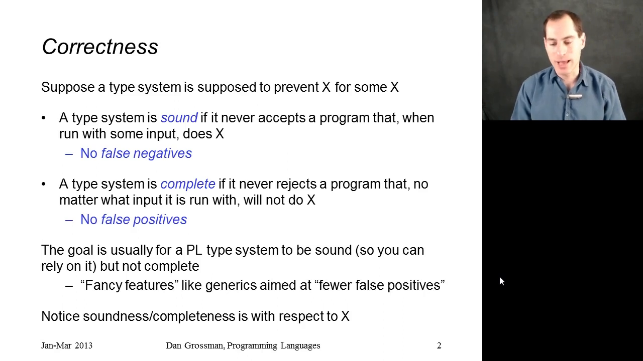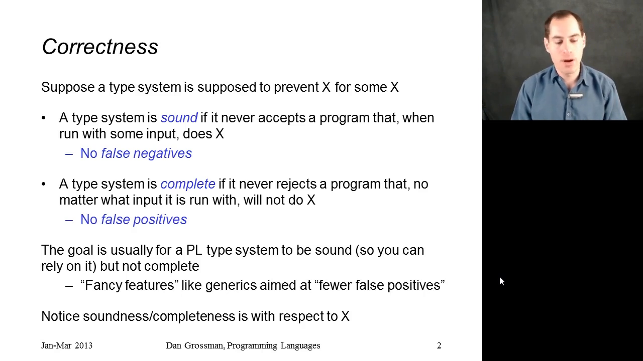So given that x, we say that a type system is sound if it never accepts a program that when run with some input would do x. It is sound if it actually prevents the thing it was supposed to prevent. A related term, a synonymous term for this, is that there are no false negatives.